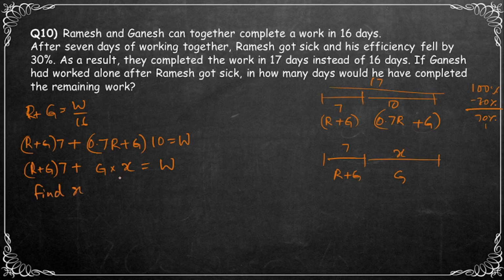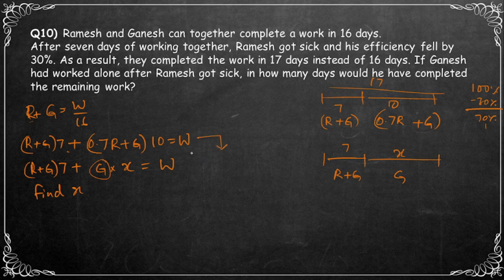In order to find X, we need the values of R and G. Luckily, we already have R plus G, which is W by 16. We only need to find G. So we need to find G by eliminating R from these two equations, or we can do it the other way also.